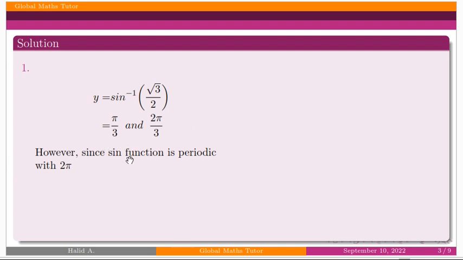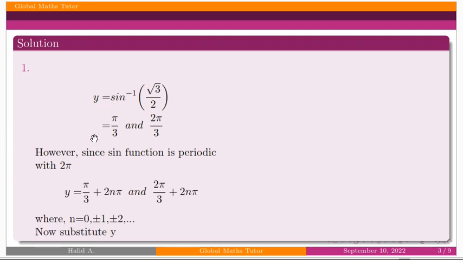However, since the sine function is a periodic function with period 2 pi, a general solution for this equation can be written as y equals pi over 3 plus 2n pi and y equals 2 pi over 3 plus 2n pi, where n is given by 0, plus or minus 1, plus or minus 2, and so on. The question is to find x, not y.